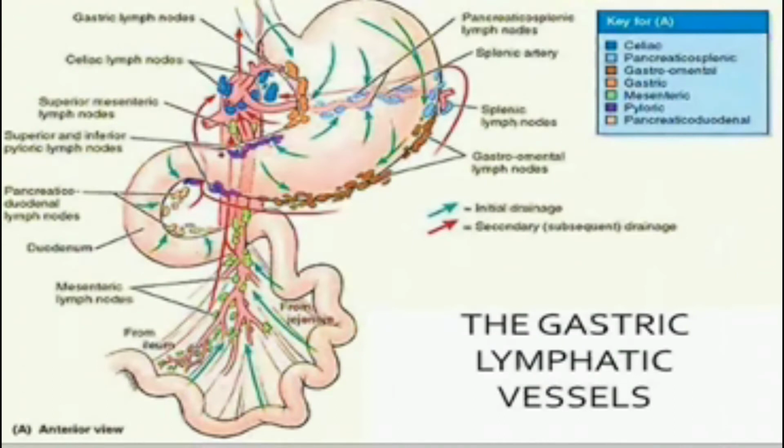The gastric lymphatic vessels accompany the arteries along the greater and lesser curvatures of the stomach. They drain lymph from its anterior and posterior surfaces towards its curvatures, where the gastric and gastroomental lymph nodes are located. The efferent vessels from these nodes accompany the large arteries to the celiac lymph nodes.